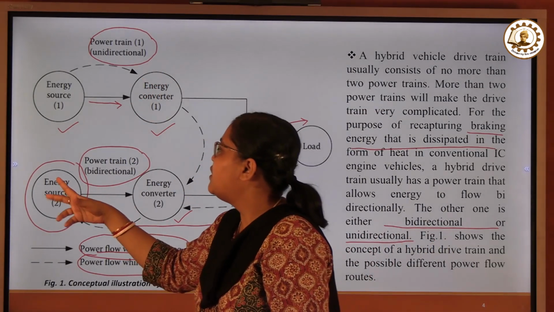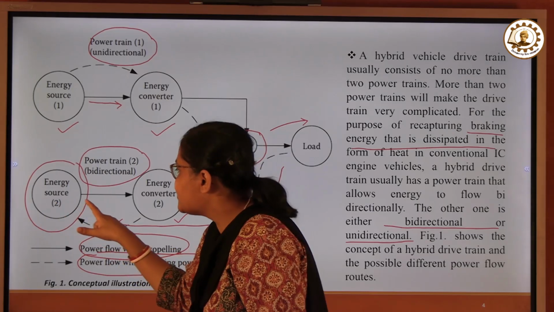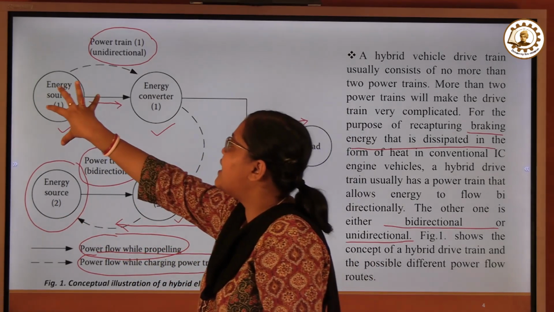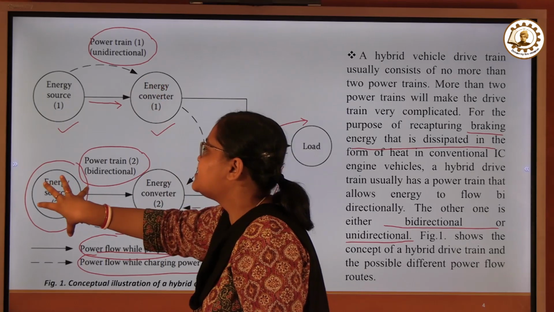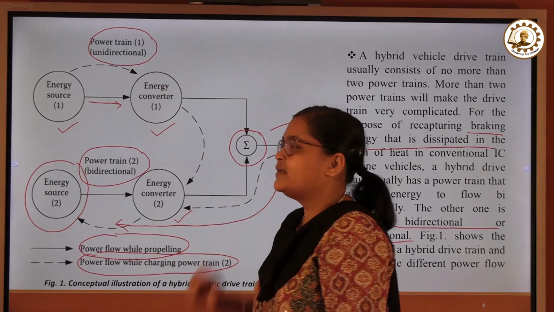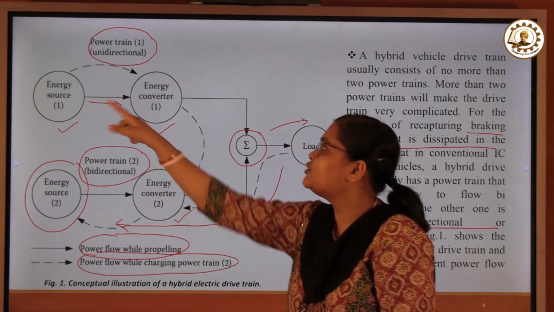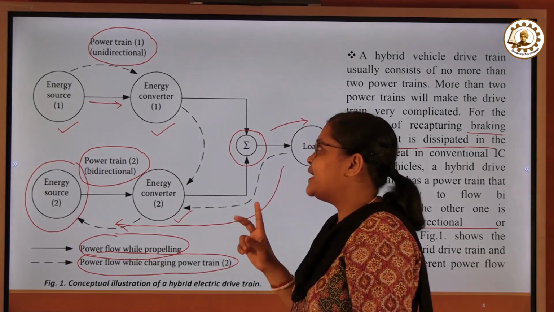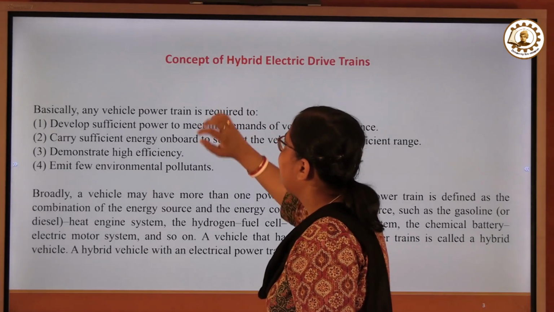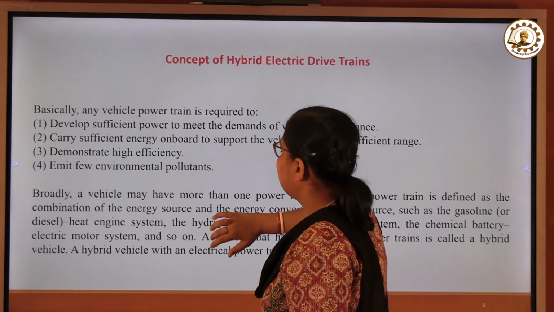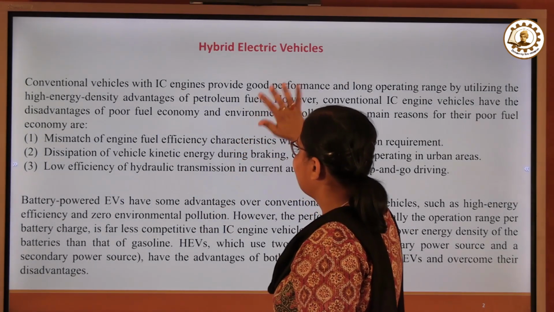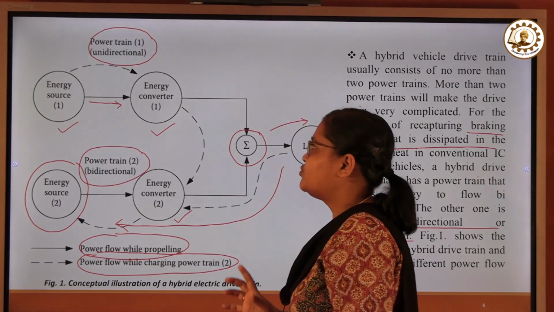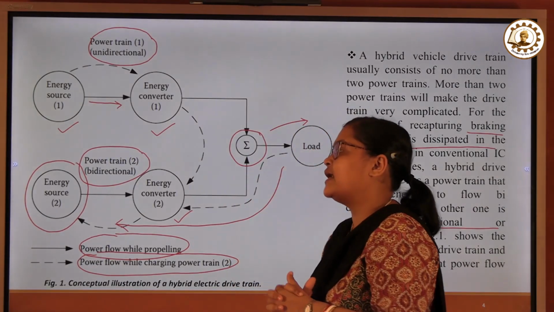In the second one, the energy source will directly give its power to the load. So this is the ICE mode working, this is the battery mode working. Now in the hybrid mode, both of them will work together and deliver their power to the load. So that is actually 3, the mode 3 when both are working together in the hybrid mode.